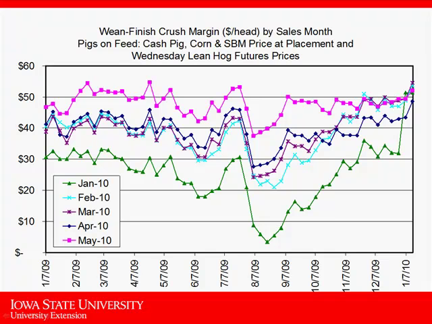So for example, this pink one up here at the top, that's the May 2010 marketings. But I can go all the way back to January of 2009. A year ago, I started tracking the margin on that pig that's going to be sold next May. And it was up here over 50 bucks. It got down below 40. It came back around 50.